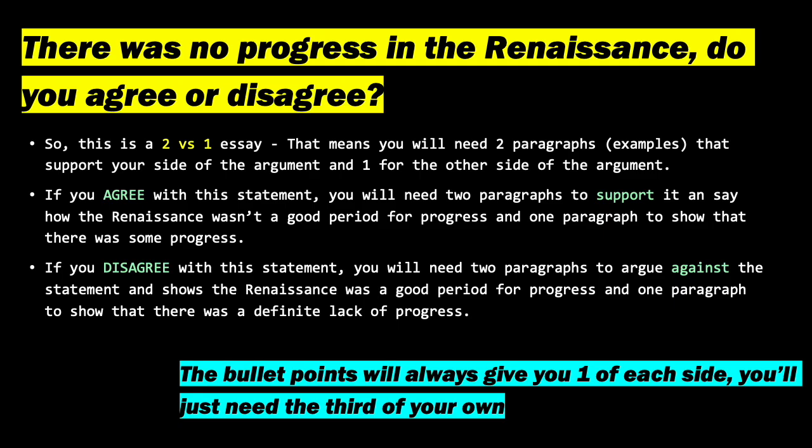Okay, the bullet points will always, in the 16 marker, give you 1 of each side. So if you do both the bullet points, then generally speaking, you've hit the mark scheme target of 1 of each side, and then you just need a third of your own. So let's have a little look then.